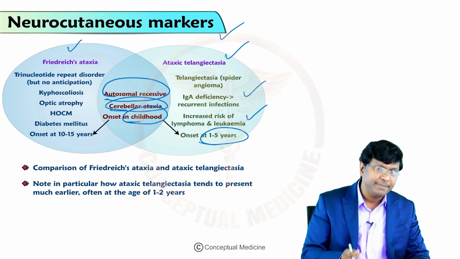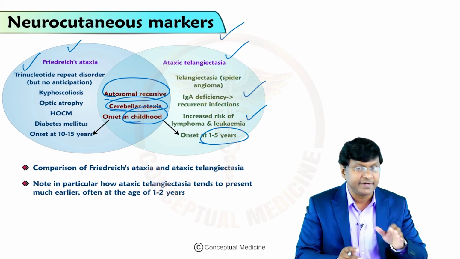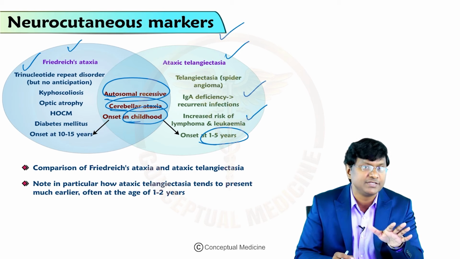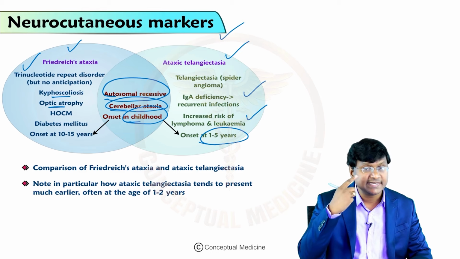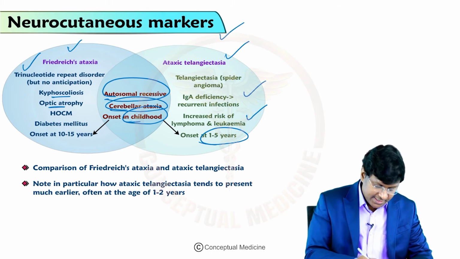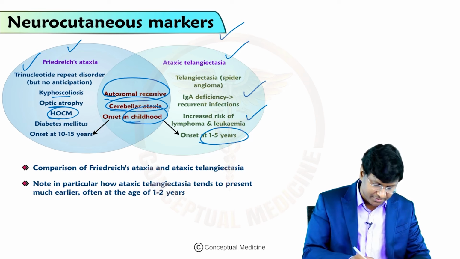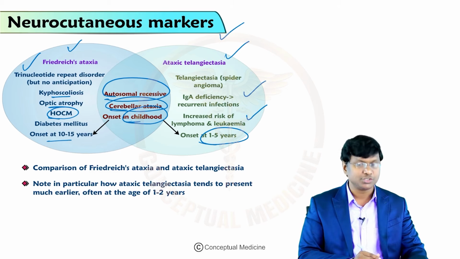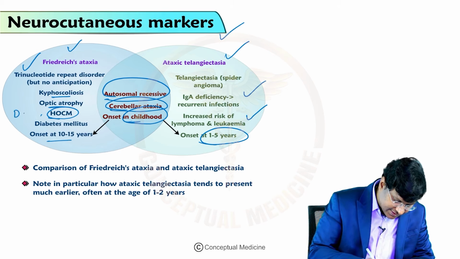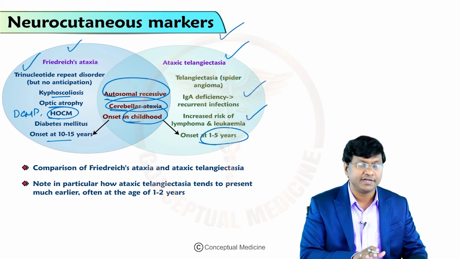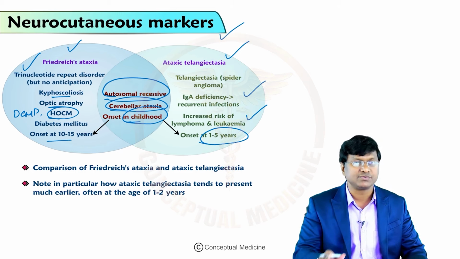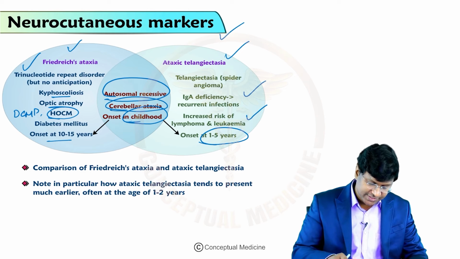And when you compare this with Friedreich's ataxia, this particular disorder is mainly due to a trinucleotide repeat disorder, because of which there will be frataxin gene mutation. And apart from cerebellar ataxia, in Friedreich's ataxia the individual will have lateral and forward bending of the spine, that is kyphoscoliosis, and degeneration of the optic nerve resulting in optic atrophy, cardiac manifestation in the form of hypertrophic obstructive cardiomyopathy, diabetes mellitus, and onset at the age of 10 to 15 years. Another form of cardiomyopathy these individuals have is dilated cardiomyopathy. So these are some of the important correlating and differentiating features between Friedreich's ataxia and ataxia telangiectasia.